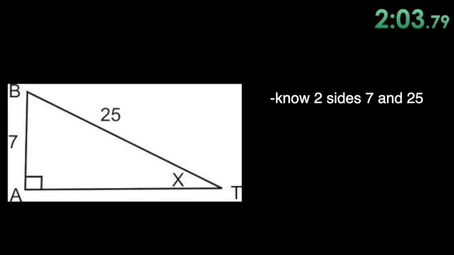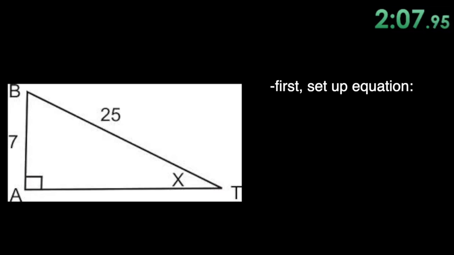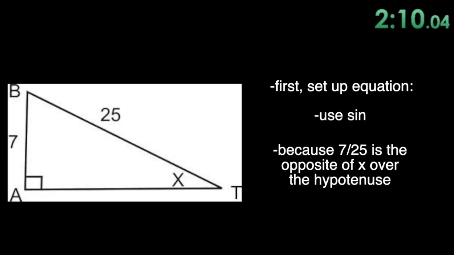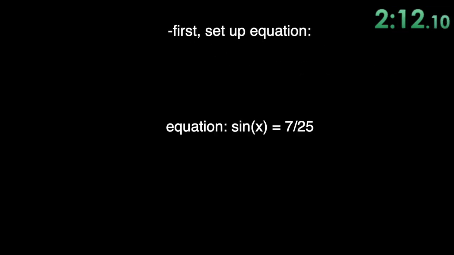Okay, so how about if we don't know the degree of the angle? In this question, we know the two sides, 7 and 25, and we don't know the angle x. First, we set up the equation using sine: sine of x equals the opposite, 7, over the hypotenuse, 25. We get the equation sine of x equals 7 over 25.